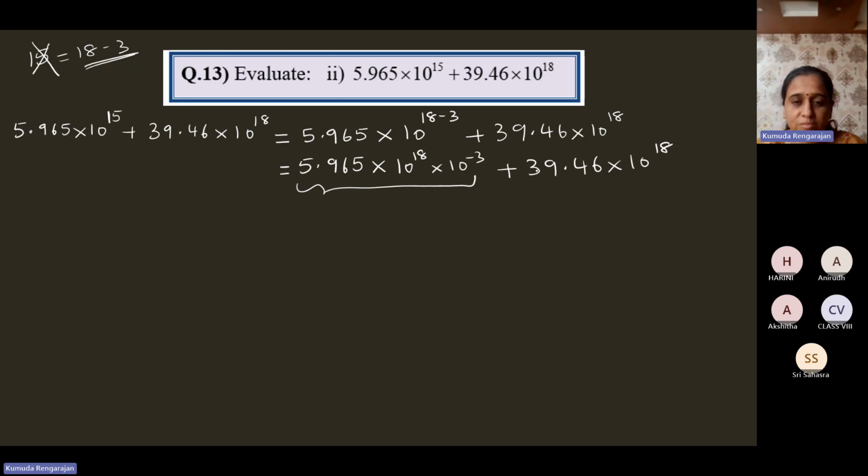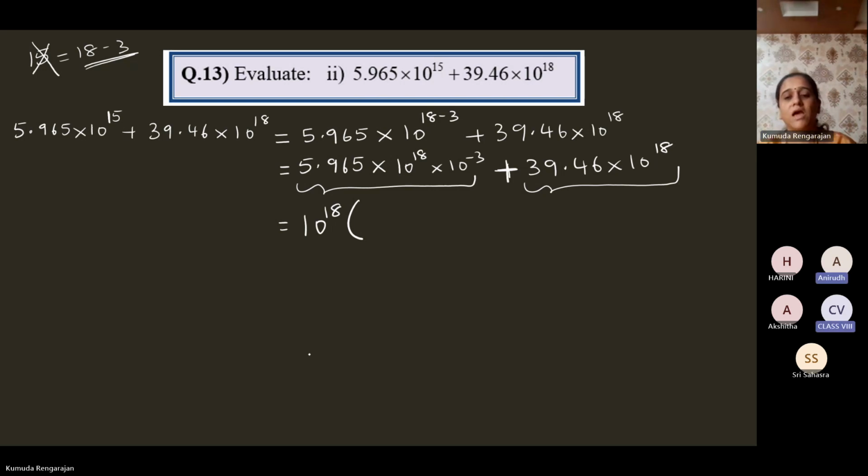This is the first expression. This is the second expression. They are connected by the plus sign. What is common between the two expressions? 10 to the power 18 is common between the two expressions. Yes or no? Yes, ma'am. Are we able to identify the two expressions separated by the plus sign? Is that clear?